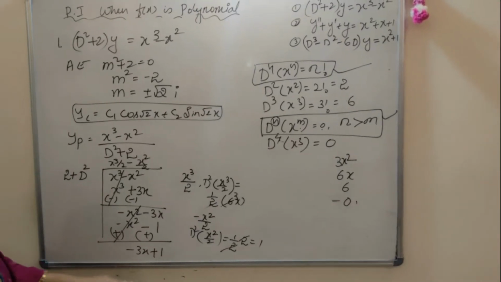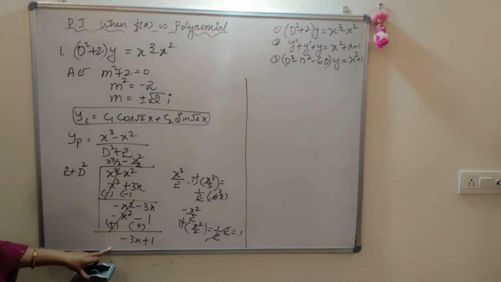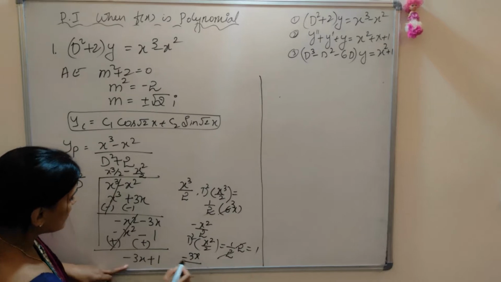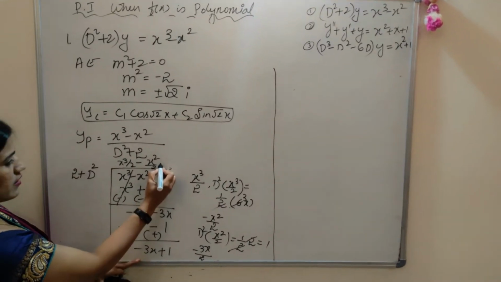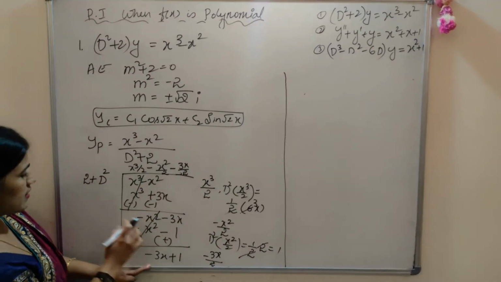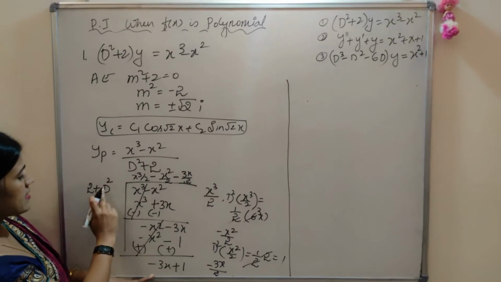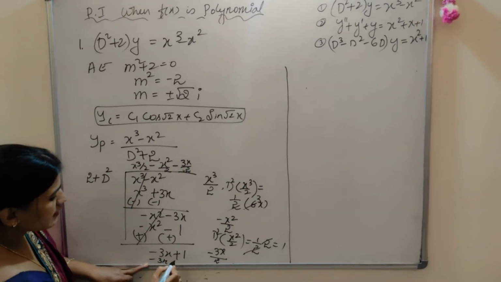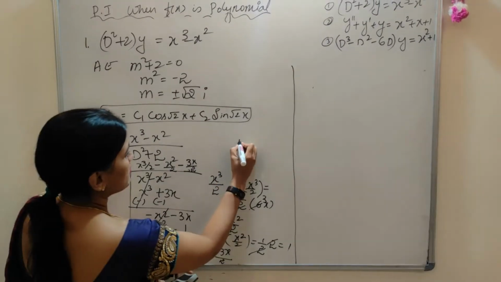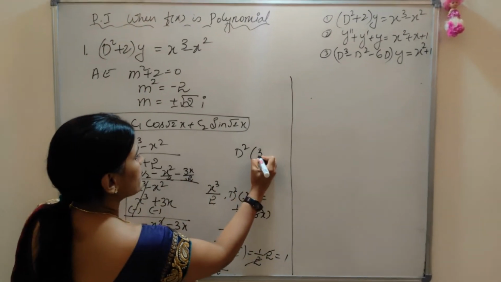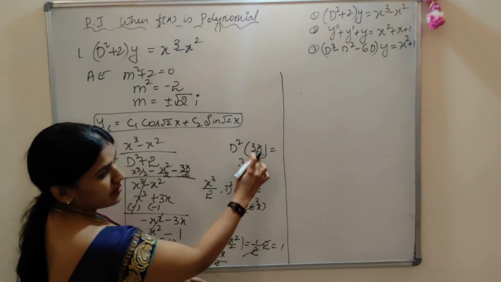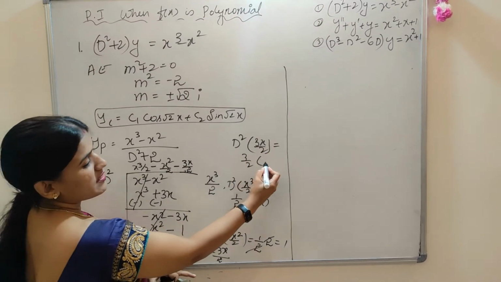One more step is left. Here we have minus 3x plus 1. So minus 3x divided by the divisor 2 gives the third quotient term, minus 3x by 2. Plus into minus is minus, so the 2 gets cancelled and you get minus 3x, then minus D square of 3 by 2 x. D square of 3x by 2 is 3 by 2 constant. When you differentiate x the first time you get 1, and the second time, differentiating 1 gives 0.